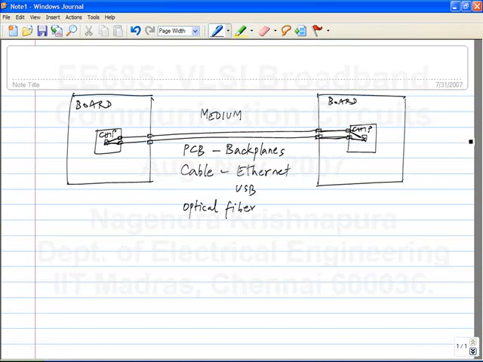And we'll imagine a symmetrical situation, meaning we'll assume that the two sides are the same. That is, it's not like one side wants to send data and the other side only wants to receive it. Both sides will want to send and receive data. So that's the kind of situation that we'll imagine.